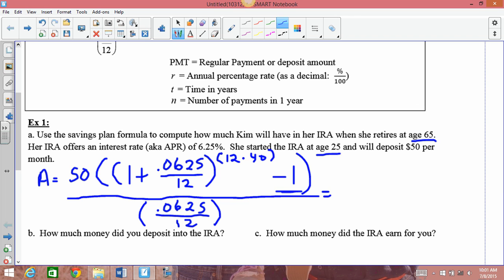So again, if you have any trouble putting it in your calculator, I'd recommend doing the top, get your number, don't do any rounding, divided by, do the bottom, don't do any rounding there, don't do any rounding until the very end. Then take those two numbers, divide them, get your final answer. She would have in her account $106,595.63.